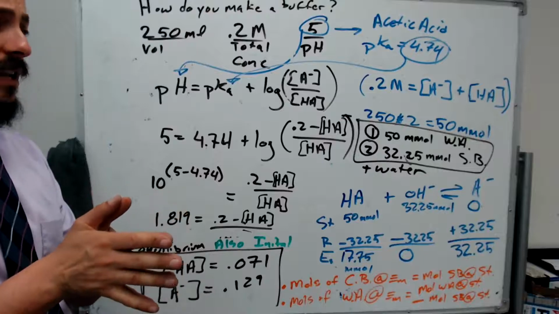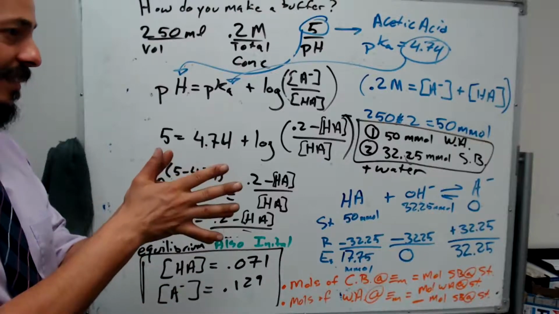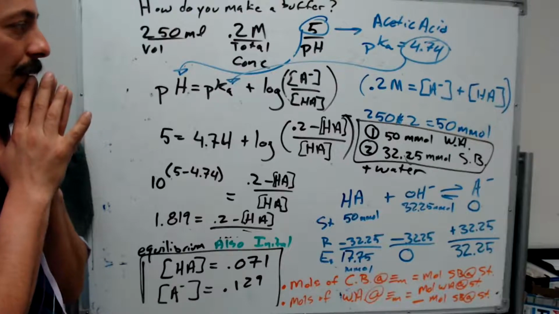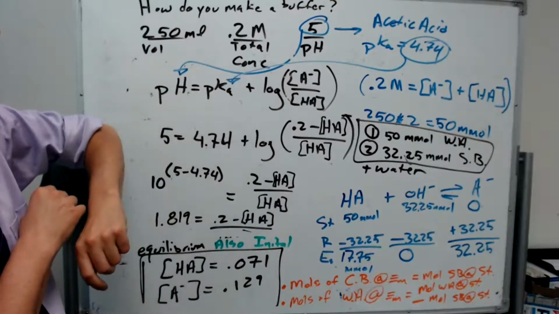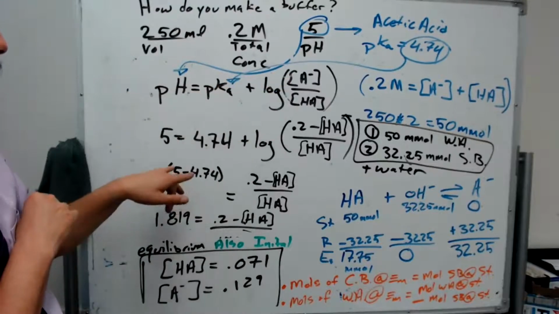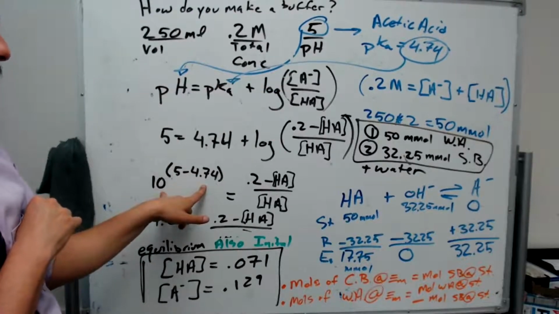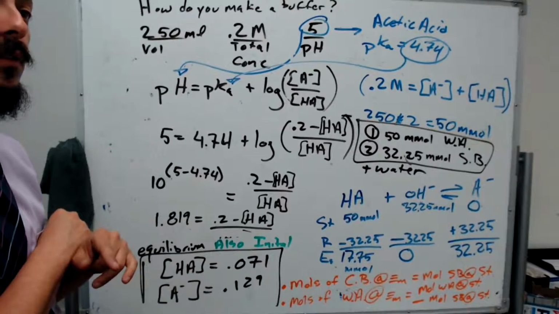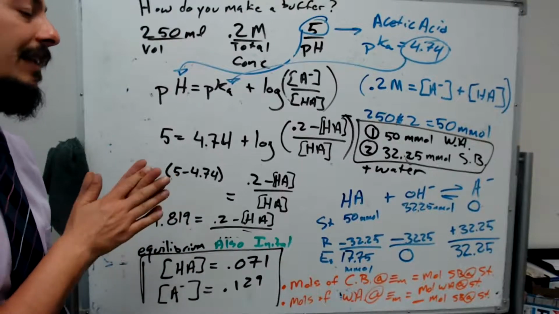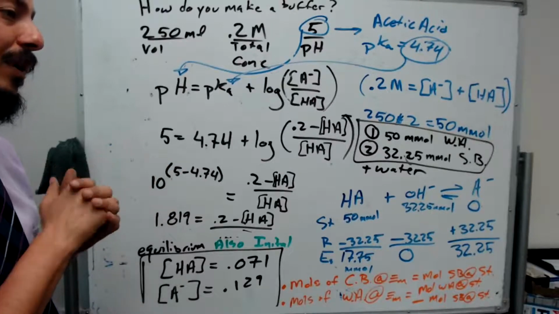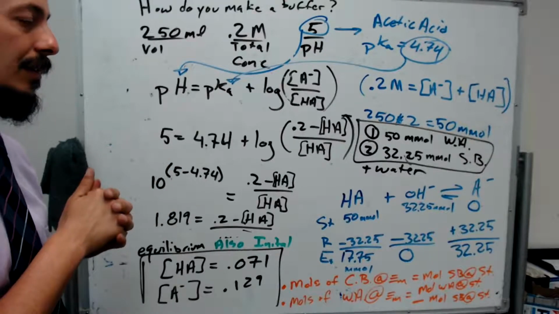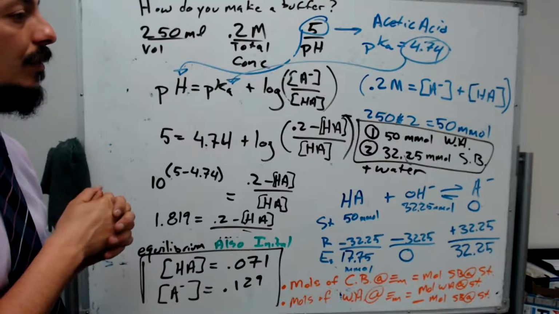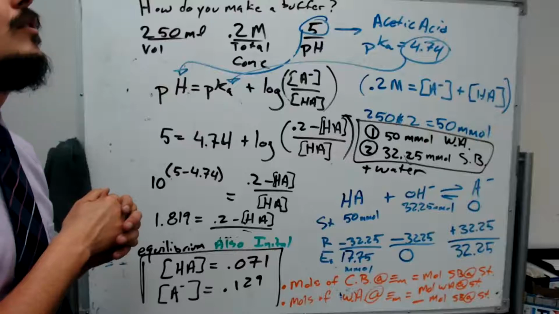Does that take care of, who asked about making buffers? Does this clear it up? For the ratio, we kind of skipped calculating the ratio, but the ratio is just this number. Okay. 1.819 is our ratio. We kind of jumped past it because we were doing it on the board. So if we're using acetic acid for a buffer system, then we would find a volume, and if we're using the other sodium one, we would find a gram.